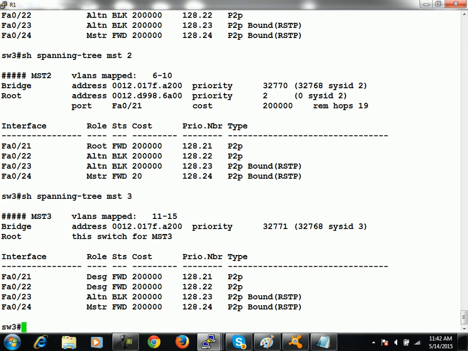So if you are having any problem, please let me know. Otherwise, we can wind up this class now. And remember, they have backward compatibility. So you can also test it yourself. On one switch, configure MSTP. On another switch, configure STP or RSTP. They will definitely work together.